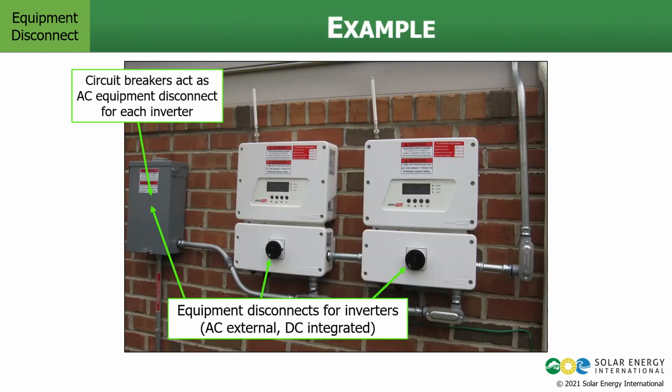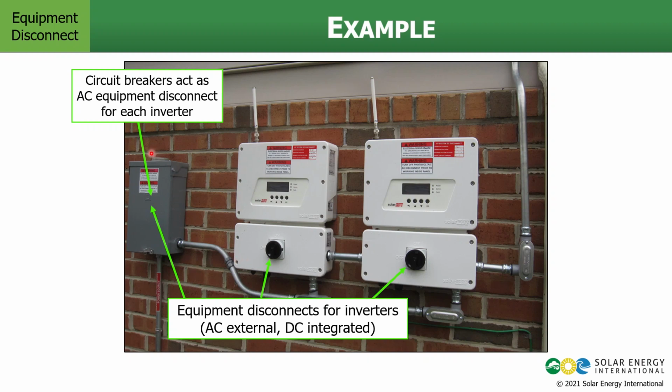Here's an example of the equipment disconnecting means. We have both DC and AC disconnects in this scenario. The two inverters each have DC disconnects integrated into the inverter. That's these rotary switches that we see here, one on the right side, one on the left side. That's going to disconnect the DC coming from the array from the inverter, which is the top section here. That can actually be removed separately from the bottom with the disconnect in it, so you could replace the inverter without removing that bottom section.